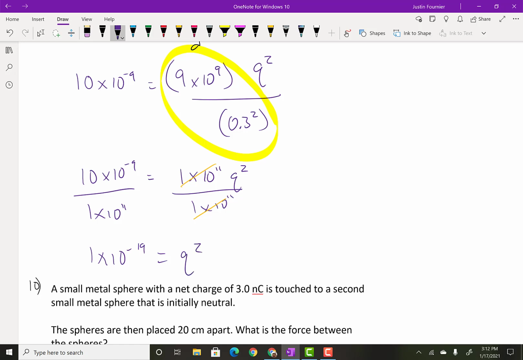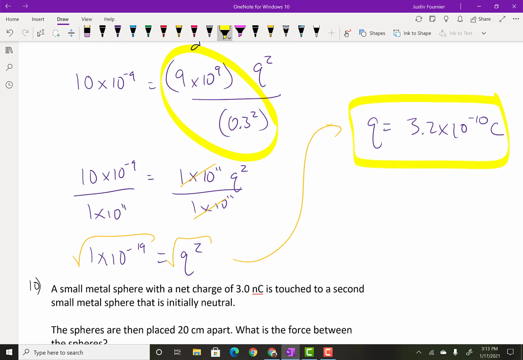equals Q squared. So I'm going to take the square root of both sides. And that'll leave me with Q. So the charges are equal to, take the square root of this, 3.2 times 10 to the negative 10 coulombs. So that's the charge right there for each one.